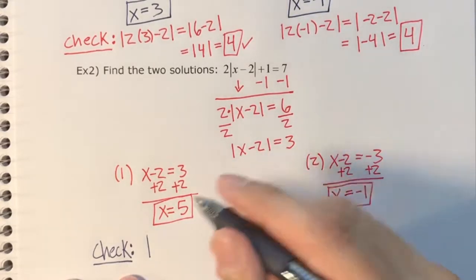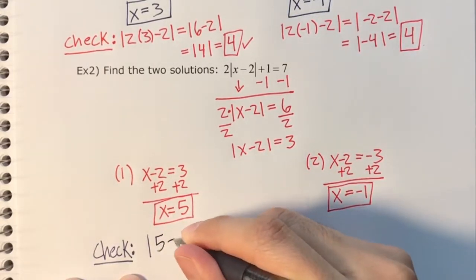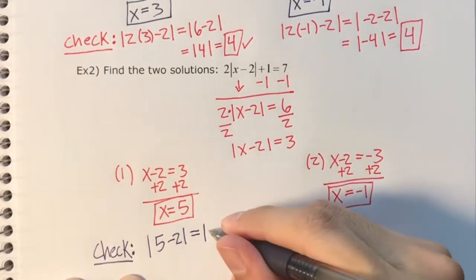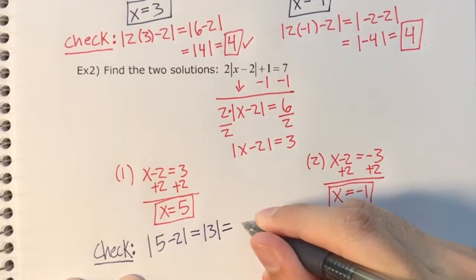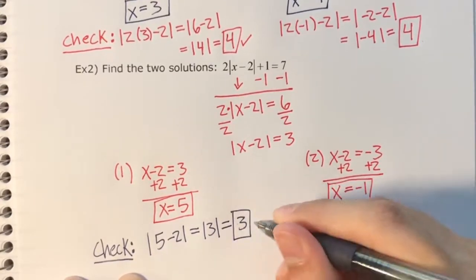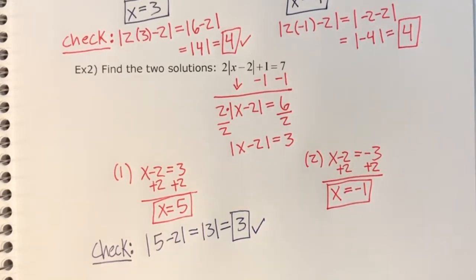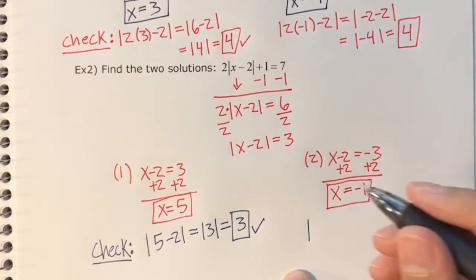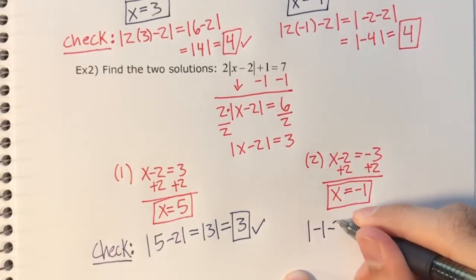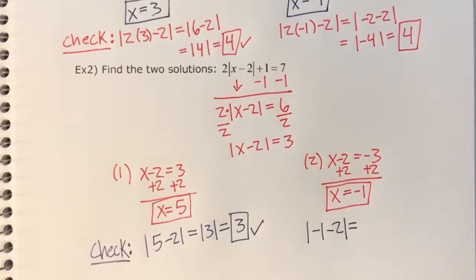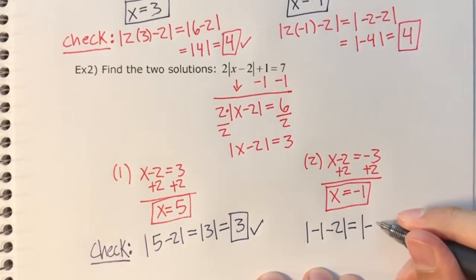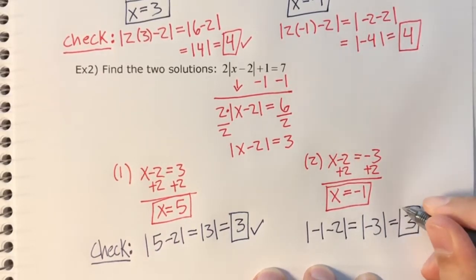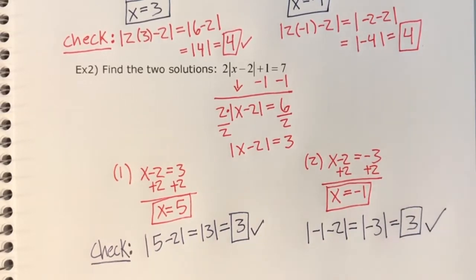So instead of x, I'm going to put 5 minus 2, and I want it to equal 3. So what's 5 minus 2? Well, that's the absolute value of 3. The positive version of a positive 3, that's just 3. So far, so good. Now, let's do the same thing. Let's check. So instead of x, we're going to put negative 1 minus 2. We add them, it's going to end up being minus 3. It's a positive version of negative 3. That's a positive 3. Is that right? Yeah, that's right.